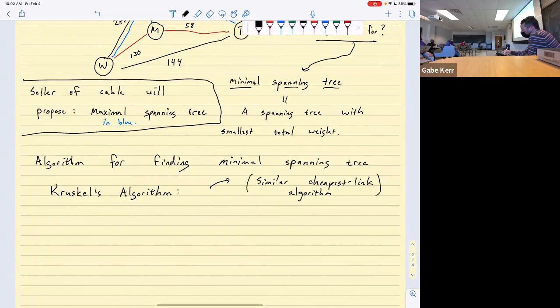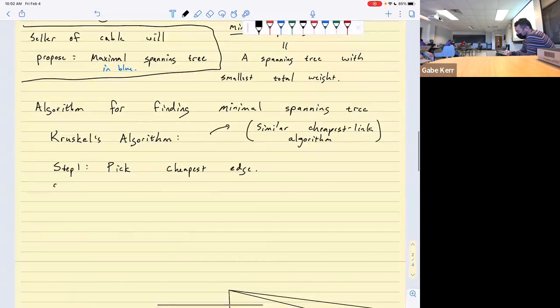Of course, this algorithm is optimal, so it works. It gives us the best solution, and it's fast, and it works on any graph. It's not just a complete graph. So step one of the algorithm is pick the cheapest edge. Step two, pick the next cheapest edge.